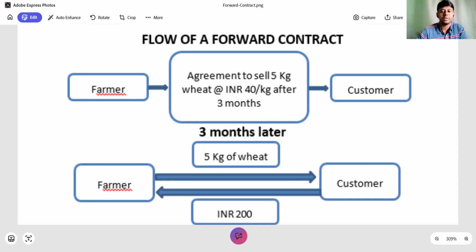This shows an important feature of forward contracts. Both parties are obligated to fulfill the contract regardless of whether the wheat price moves up or down. Now let us understand why businesses use forward contracts.